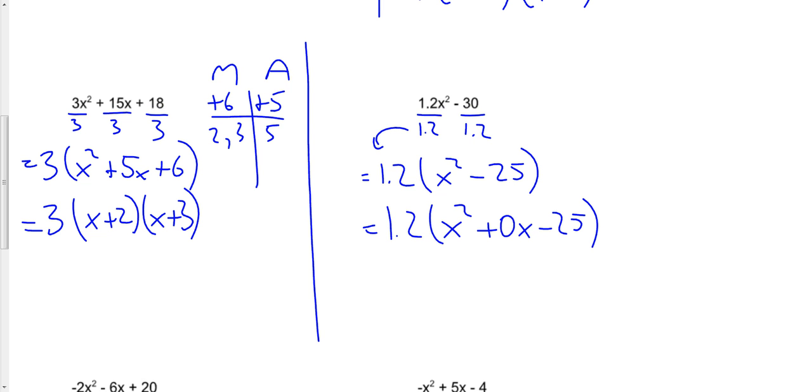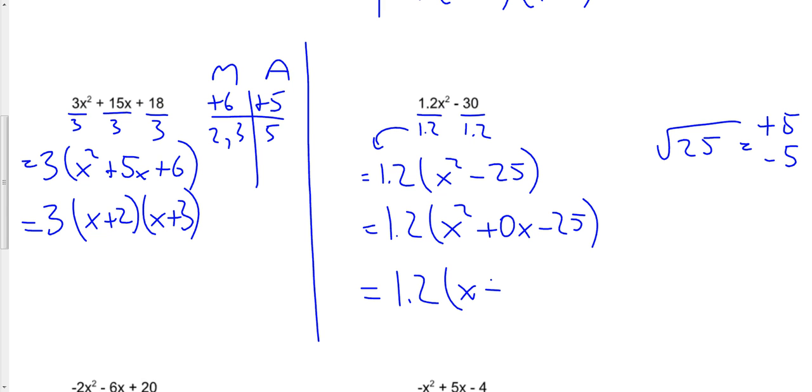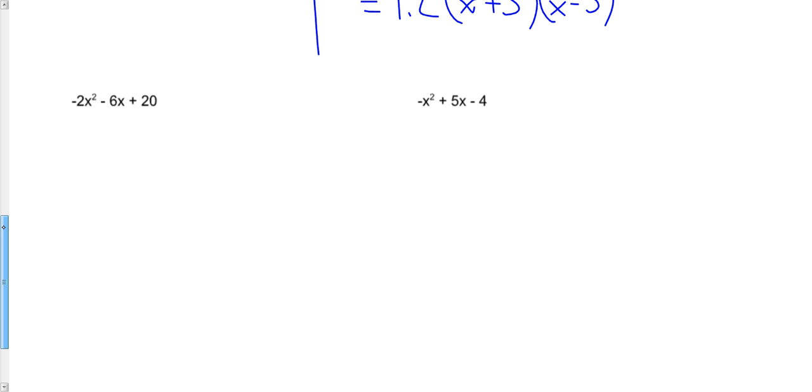When my b value is 0, then the square root of the positive c value is going to equal what I'm looking for. So in this case, it's going to equal positive 5 and negative 5. So it's going to equal 1.2 times x plus 5, x minus 5. If I go down, I got my last two examples here. Here I've got negative numbers.